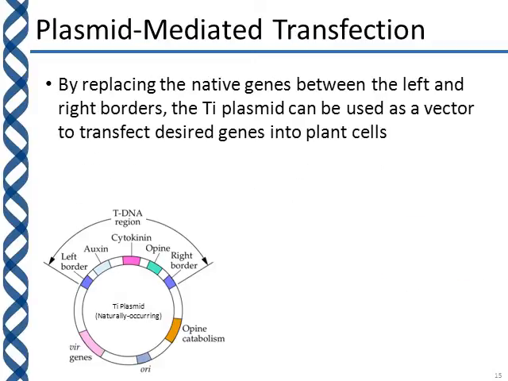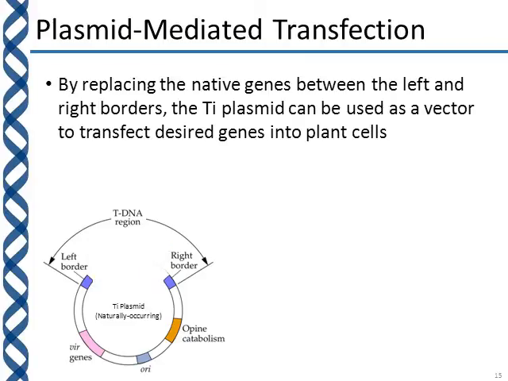By replacing the native genes between the left and right borders, the Ti plasmid can be used as a vector to transfect desired genes into plants. And again, here we show this T-DNA region, and we show the left border and the right border, which is the area where the desired genes can be transfected.